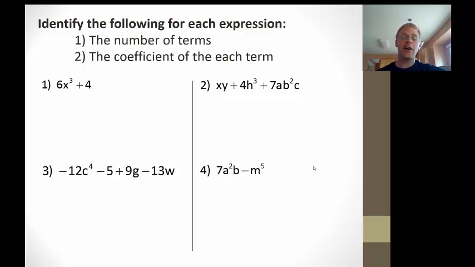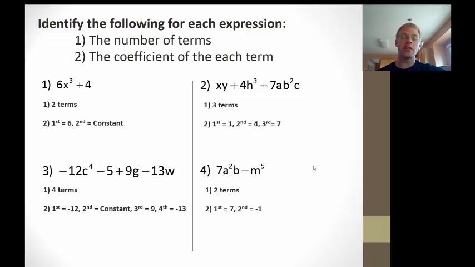Okay, let's see how you did. Take a look at each of these. Notice the first one has 2 terms. It's a binomial. Notice we said that the second coefficient isn't really a coefficient. We just called that term a constant. Technically, there is no coefficient in a constant term because the number is not being multiplied by any variables there.